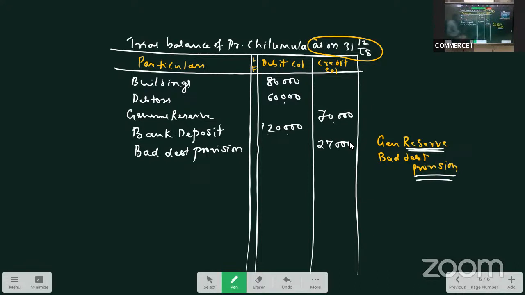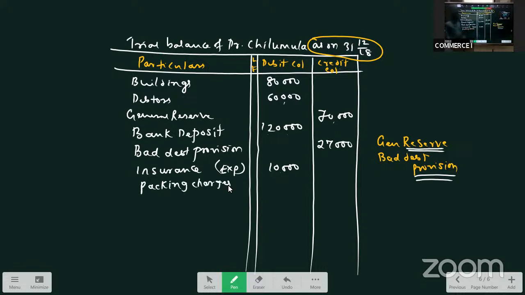Next, we have insurance. Simply, insurance means it is the premium amount what we pay to the insurance company. That is the expense to the firm. It has to be debited, 10,000. Packing charges. By the name itself, you can make out. Charges are expense, no? Any charge is an expense. So expenses are to be placed in debit column.